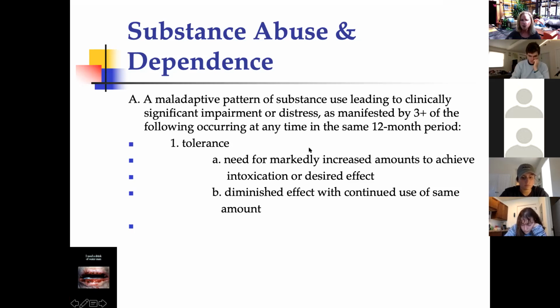Okay, so tolerance is when a person needs markedly increased amounts to achieve the same level of intoxication or the same level of the desired pleasurable effect. So needing more and more and more to get that buzz or to get that high. The flip side of that is a diminished effect with continued use of the same amount.